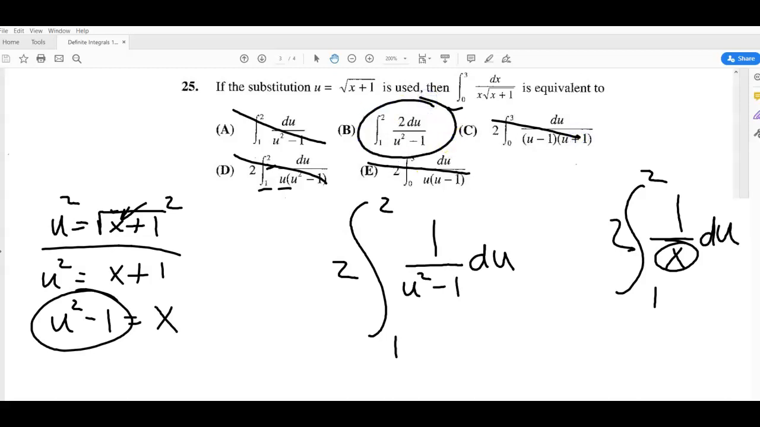Now here's what they did. They decided to leave the 2 inside and leave the du on top. It's the same thing though. So the answer is B. So the main thing to walk away from with this problem is to realize that when you still have an x left over after you do your u-substitution, you go back to the original u equation and solve for x to replace it in that way.